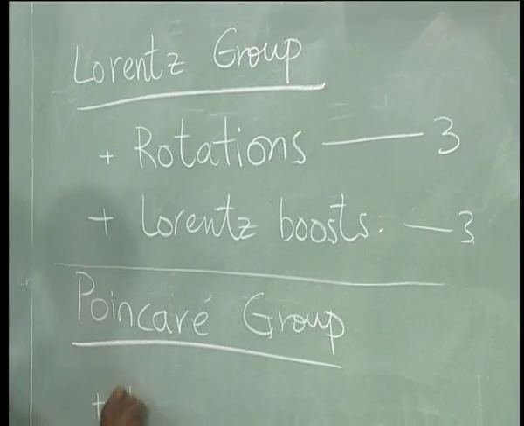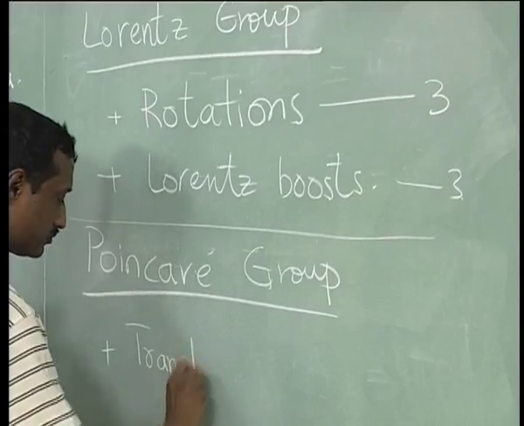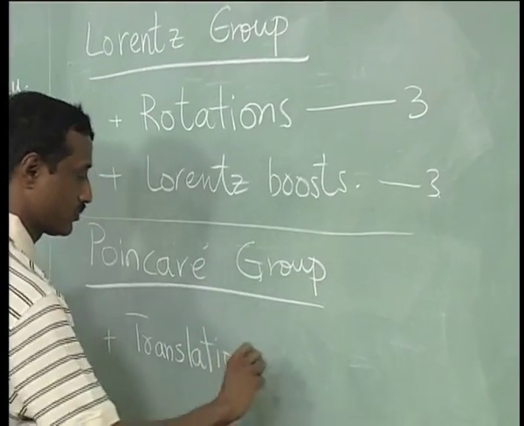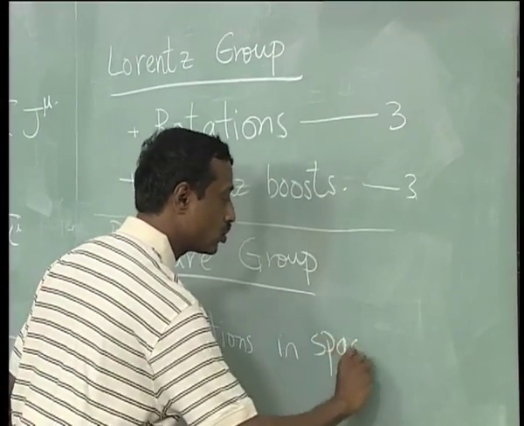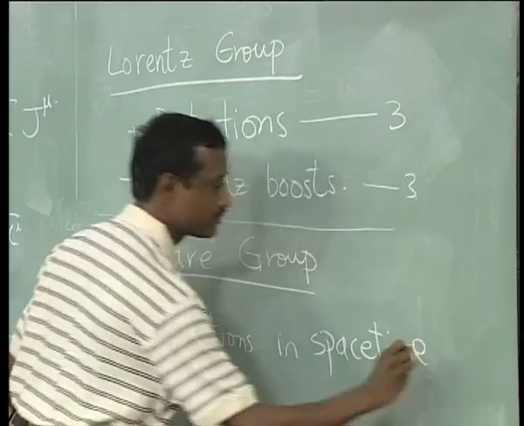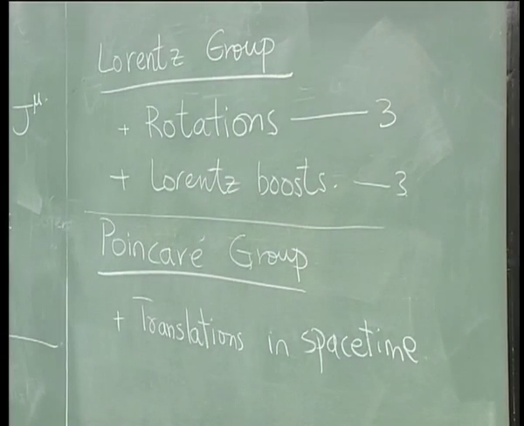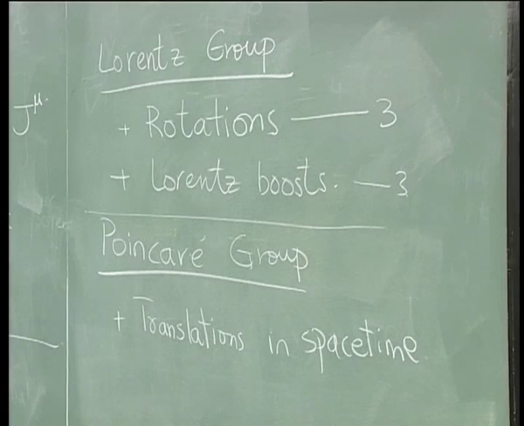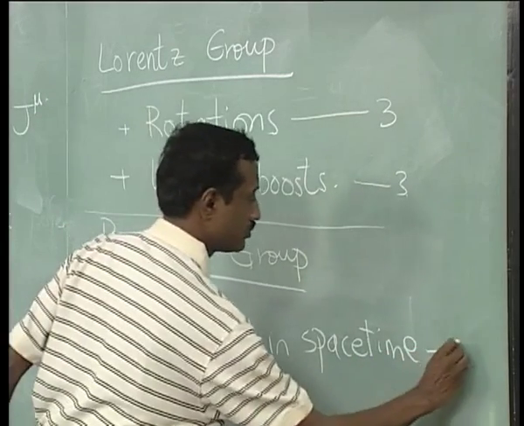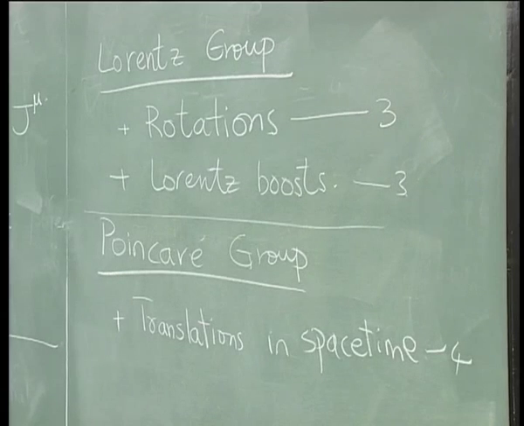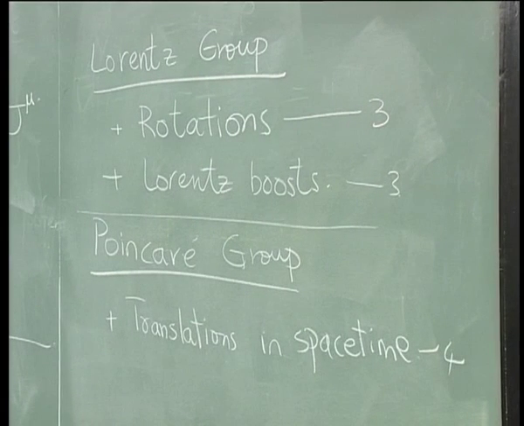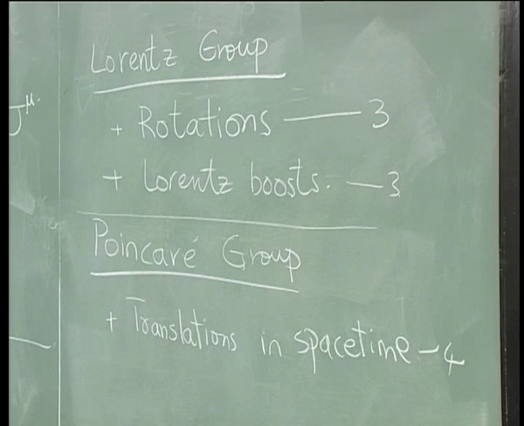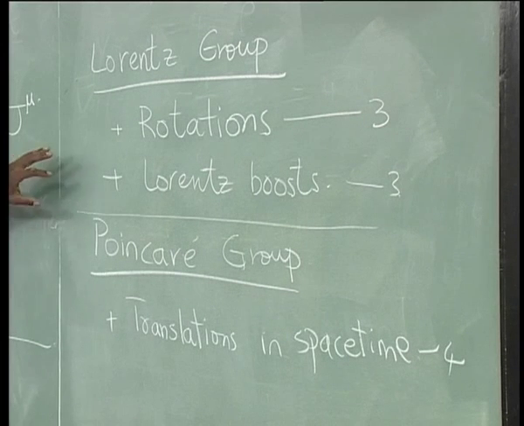You add translations in space time. I no longer will say space and time, because now we have merged them all. So, we just use a single word, we call it space time. So, this has 4. So, in some sense the Poincaré group plays the role of the Galilean group in non-relativistic setting. And okay. So, what we will do now is to understand how to go ahead and define vectors.